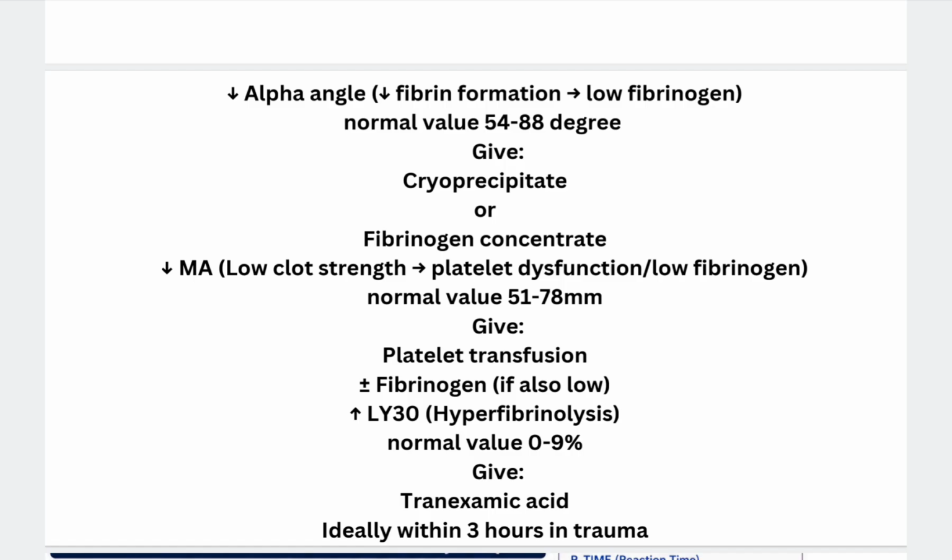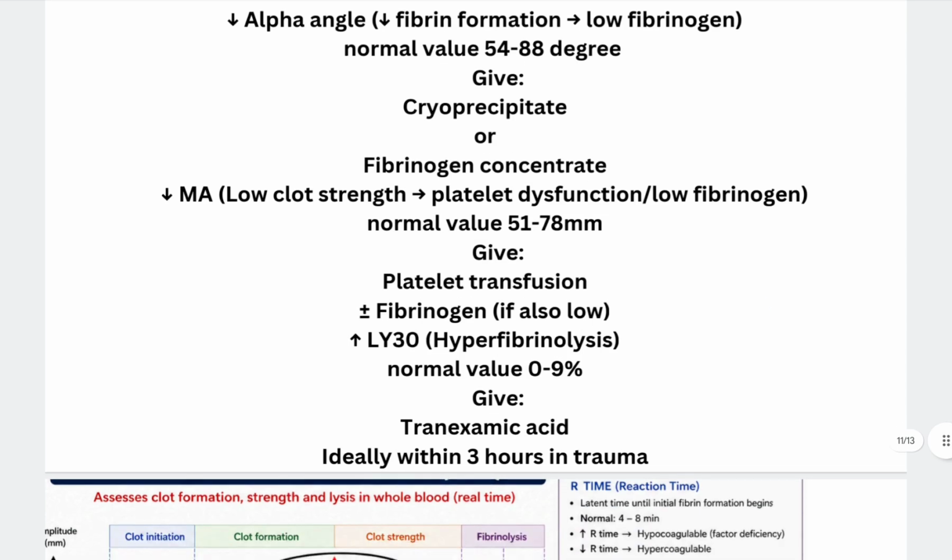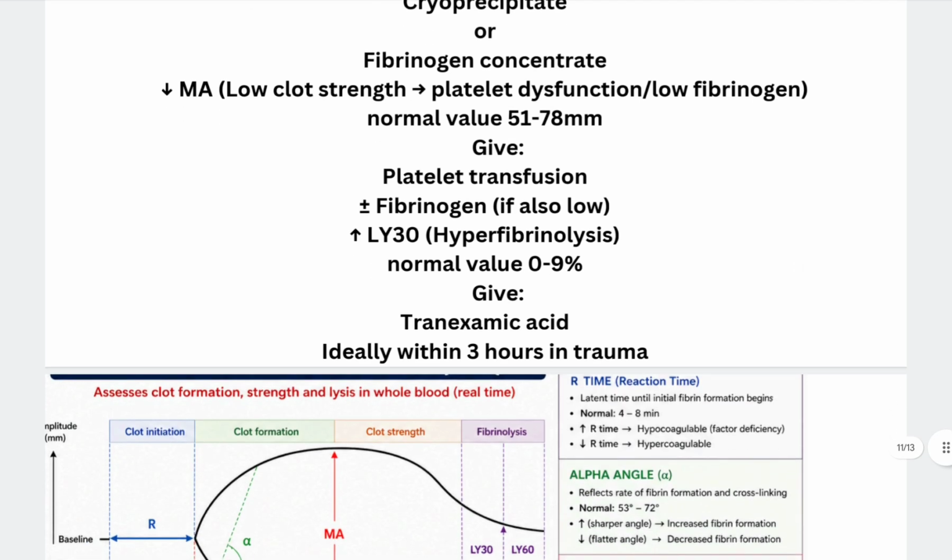Next is coming to our LY30, that is lysis of the clot at 30 minutes. The normal value is 0 to 9 percent. If there is any increase in LY30, it shows the clot is undergoing hyperfibrinolysis, so we'll correct it by giving tranexamic acid, an antifibrinolytic agent. Ideally we have to give it within 3 hours in trauma.